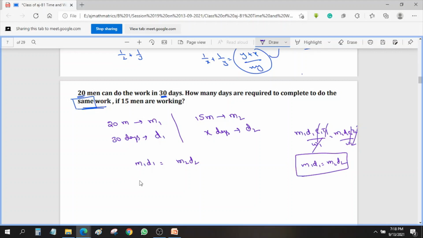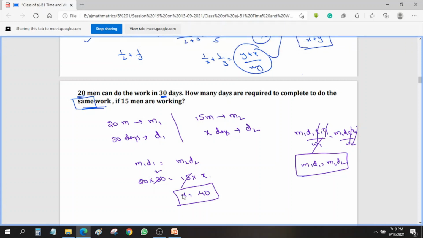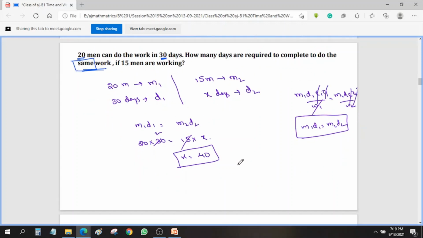Okay. So here M1 is given as 20 and D1 is given as 30. M2 is given as 15. D2 we are going to find out. So 20 into 30 equals 15 into X. So what is the X value? 40. So if 15 men are working, how many days will it take? 40 days it will take to complete. So you need to remember this formula, then only it will be easy to understand. Hope I am clear with this formula.